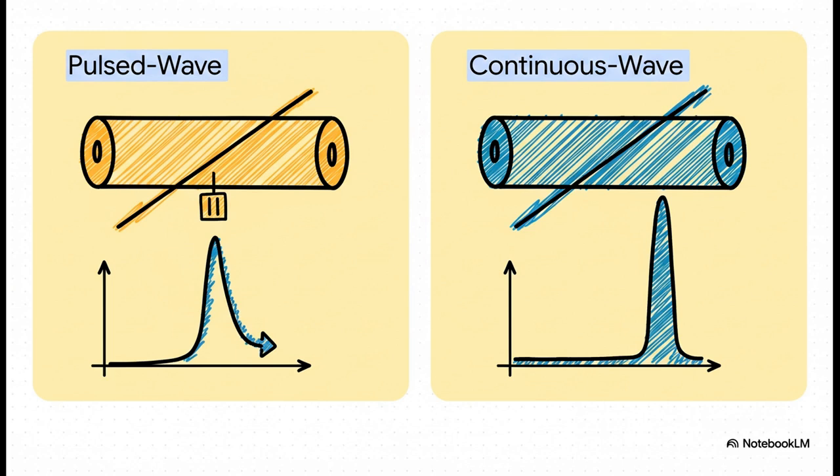It's incredibly precise, but it has a speed limit. When velocities get too high, it gets confused and aliases. That's when you see the signal wrap around on the screen, giving you a totally wrong number. It's like seeing a fast-spinning car wheel look like it's going backwards.